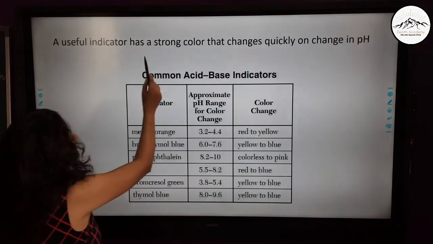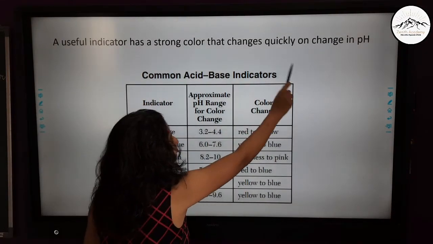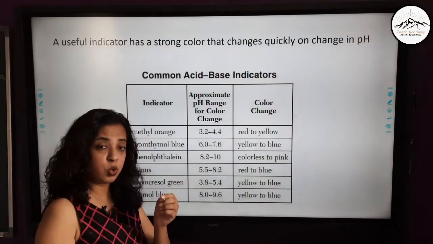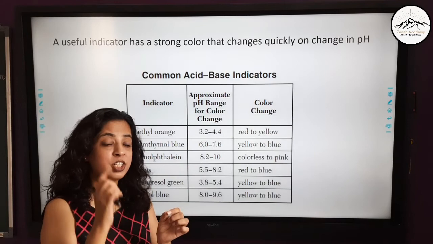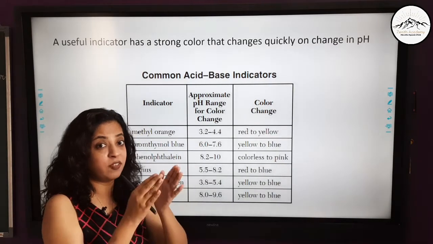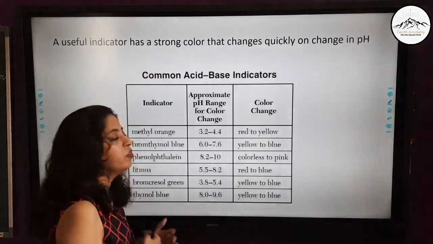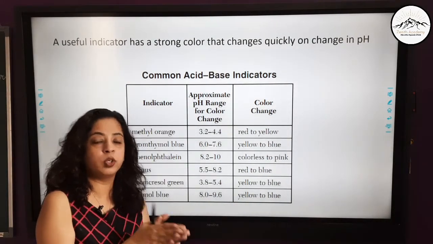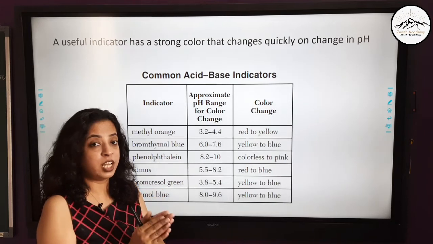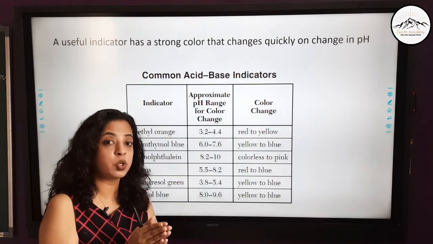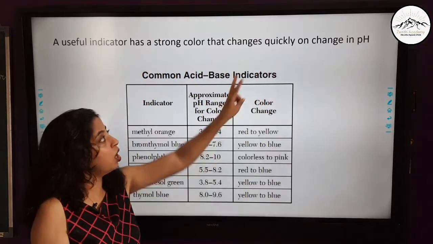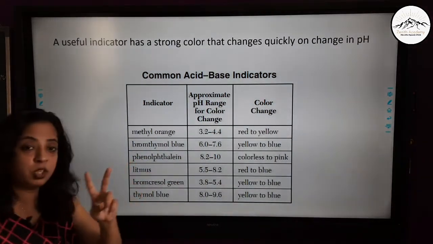A useful indicator has a strong color that changes quickly on change in pH. So we have to select that indicator which shows a change in color very quickly and shows a strong change in color so that we are able to identify it. So we should not select an indicator which shows color change from light pink to dark pink. No, we should select an indicator which shows a contrasting change in color, strong change in color, and also a quick change in color. So these are the two requirements.